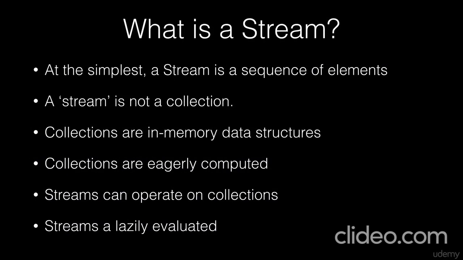Collections are in-memory data structures, and the collections are eagerly computed. Streams, on the other hand, often operate on collections, but they are lazily evaluated, meaning that they are computed at runtime. So a collection of elements, like a collection of strings, is going to be in memory right away, where the stream operation isn't going to happen until somebody actually asks for a result from that stream. You can specify stream operations in your code, and as we saw before with some of the lazy evaluation, it's not going to happen until Java actually sees that we need to produce a result from that stream.